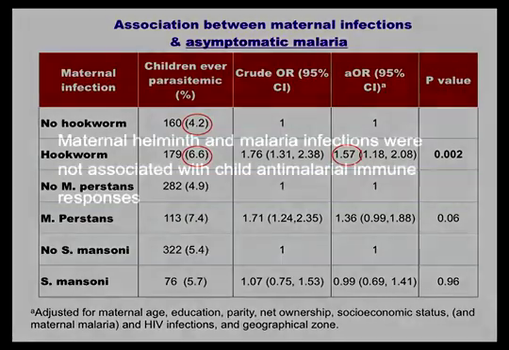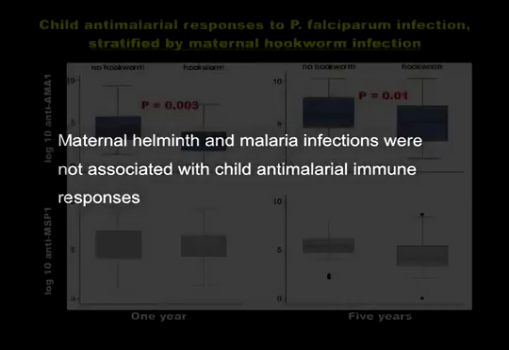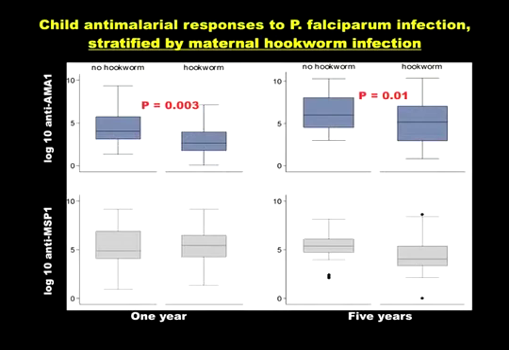Maternal helminths and malaria infections were not associated with child antimalarial immune responses. I have not shown the data there. However, because of the consistent association between maternal hookworm and child clinical malaria, and with the hypothesis that this might be due to immune modulation, I looked at the association between child antimalarial responses to a falciparum infection stratified by whether the mother had had hookworm infection or not.